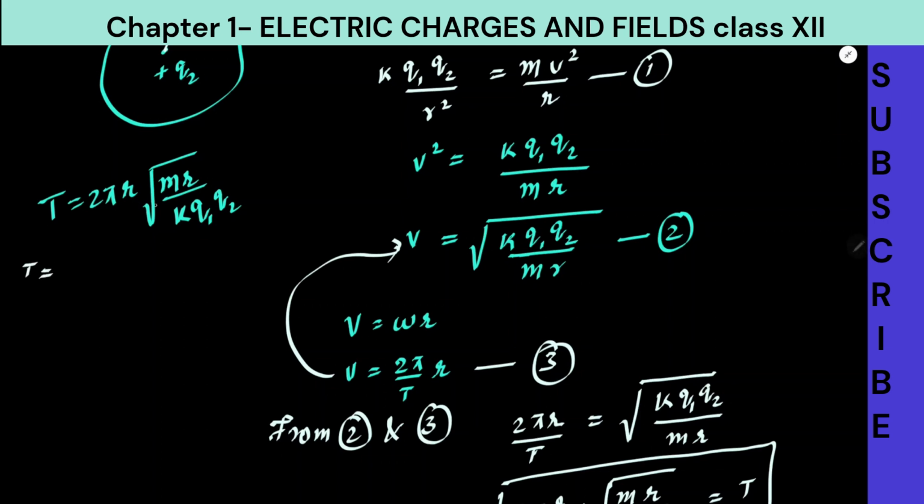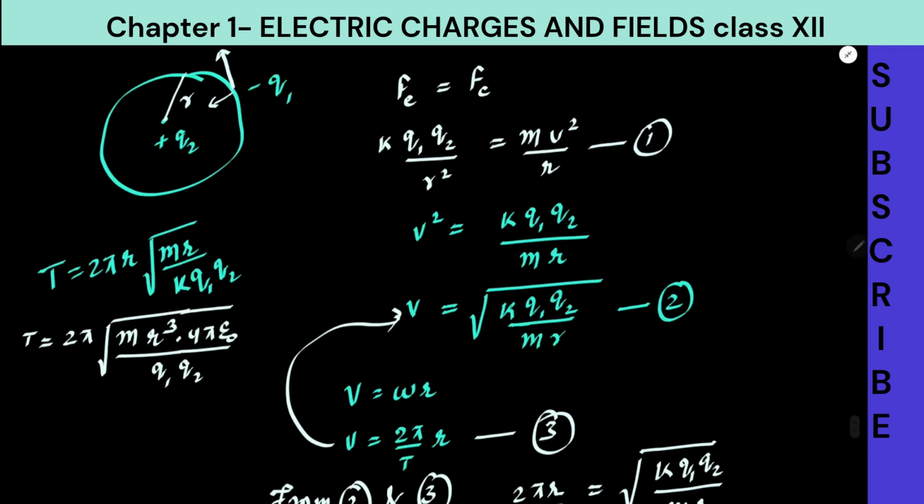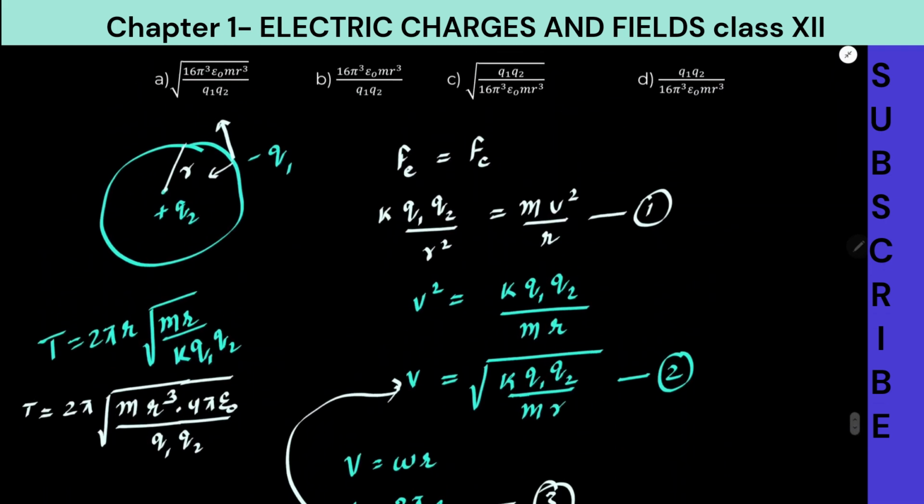Okay, so t is equal to 2 pi, and let's take r inside. If you take this r inside the root, what will you get? You will get r square inside the root, obviously. So that r square and this r will become mr cube. And for k, I am putting 1 upon 4 pi epsilon naught, so 4 pi epsilon naught goes on the top, upon q1 q2, correct? I hope this is clear. Further, if you want, you can take pi square also inside, because they have nothing outside the root.